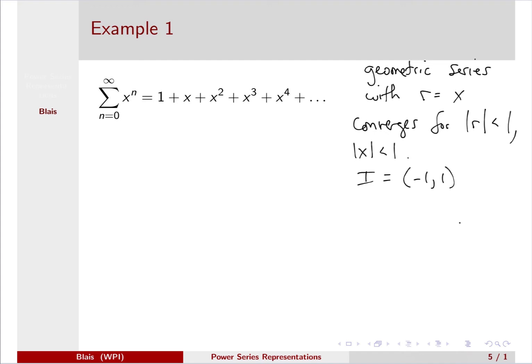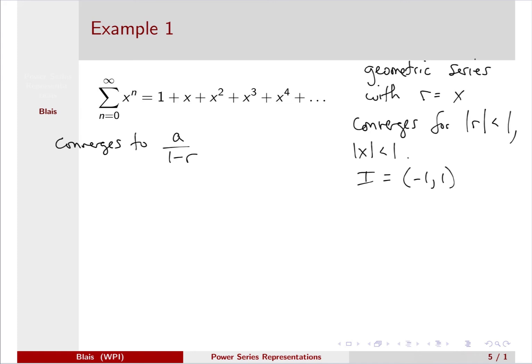We know the endpoints are not included because we know for a geometric series the condition on the absolute value of r is it needs to be strictly less than 1. So we have this interval of convergence for this power series. But we also know that a convergent geometric series converges to a over 1 minus r.